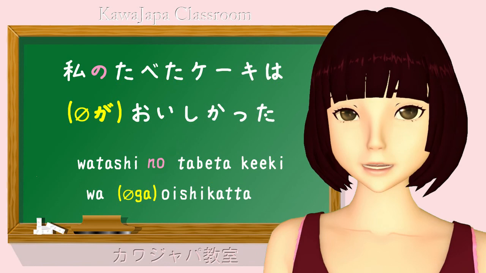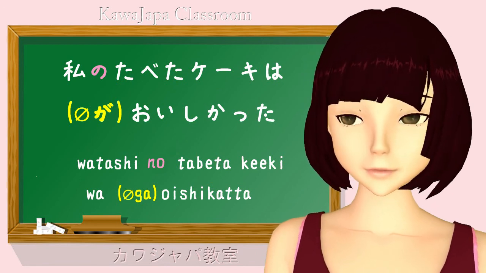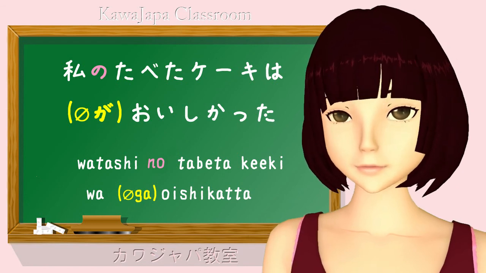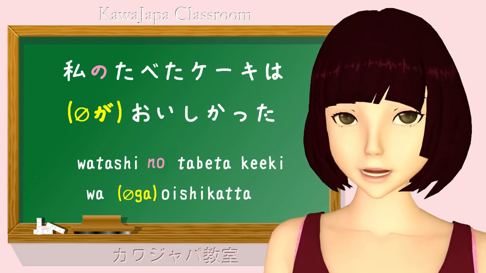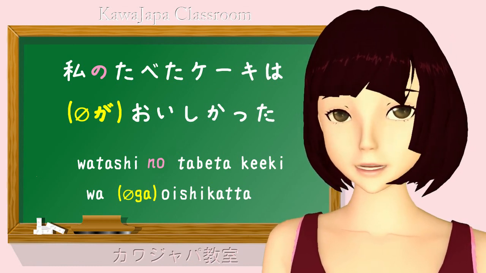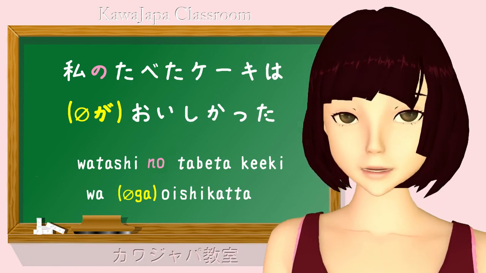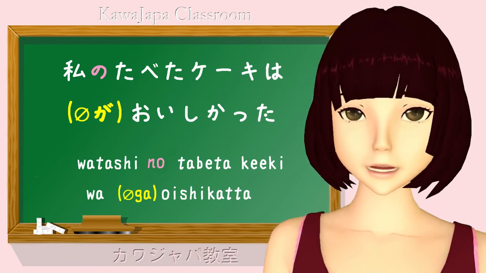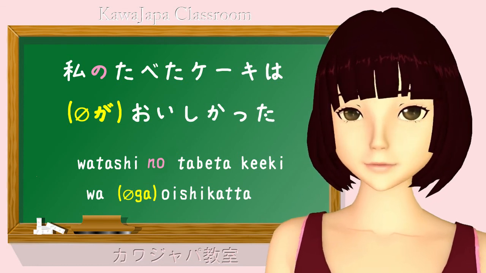In English again, we might say, my broken window got me into trouble. My broken window here means the window I broke. We can't use it in all cases in English. For example, we wouldn't say my ran mile, meaning the mile I ran. But in Japanese we can use it in all cases. My broken window, my ate cake, my ran mile. Watashi no hashitta mairu. And really it's as simple as that.